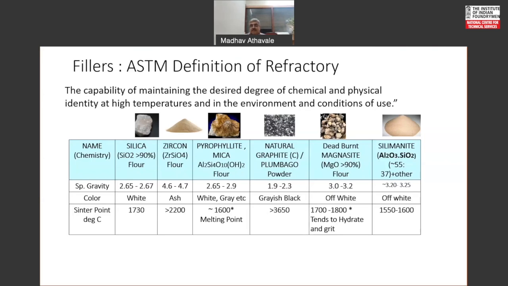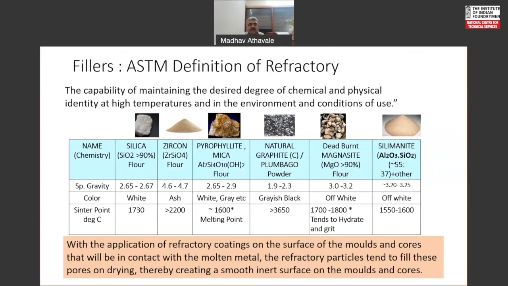Sillimanite, which is again aluminosilicate. This is another one which is commonly used in India. As you can see, all of them have sintering points which are pretty good. Zircon greater than 2200, pyrophyllite around 1600, depending on the chemistry really. Chromite has a very high sintering point. Magnesite has a very high sintering point. And sillimanite also has a decent sintering point.